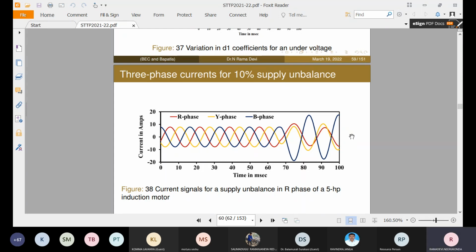So there is an unbalance in one phase. That unbalance corresponds to a value of 10% in terms of supply voltage. So the corresponding variation in currents due to supply unbalance we are observing here. Whenever the supply becomes unbalanced, there is a rise in temperature of the corresponding phases.